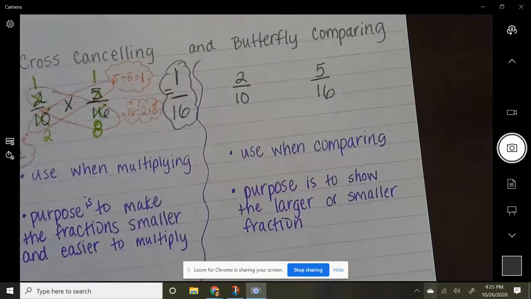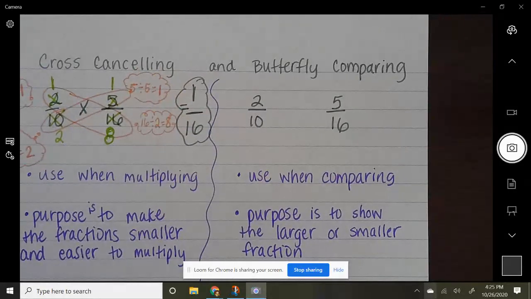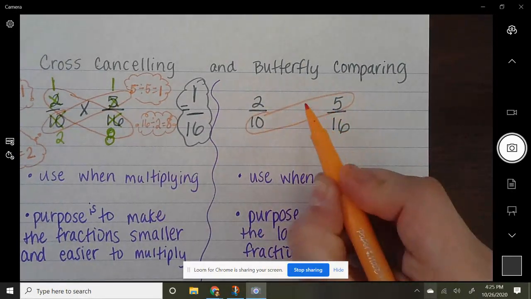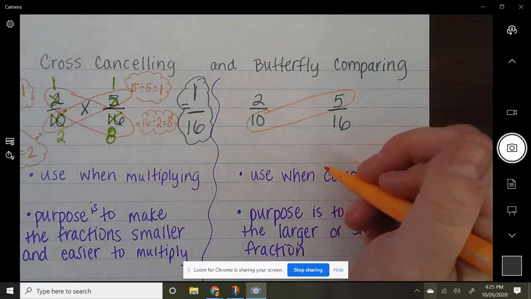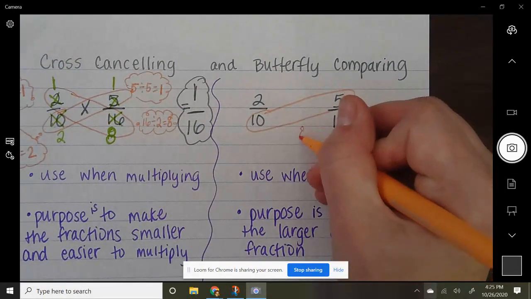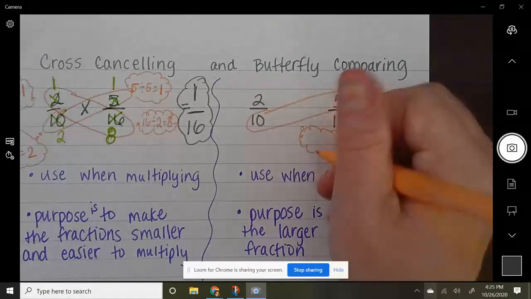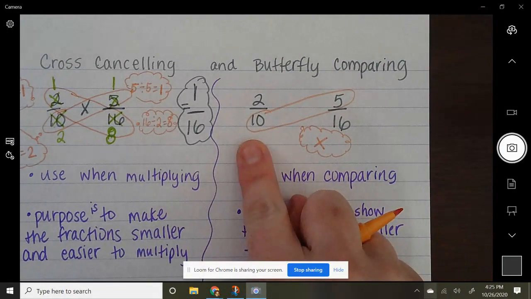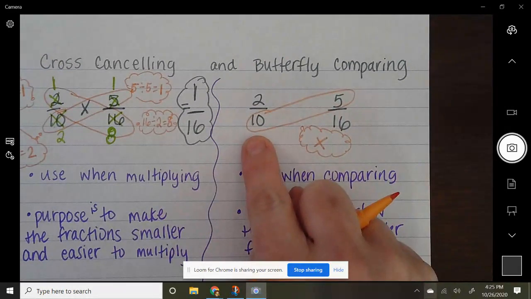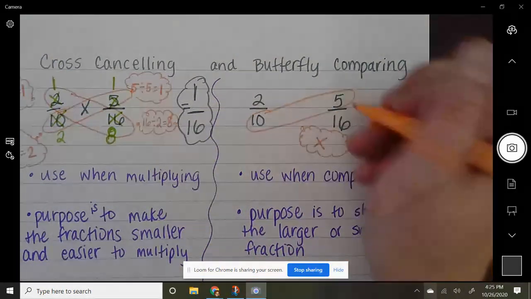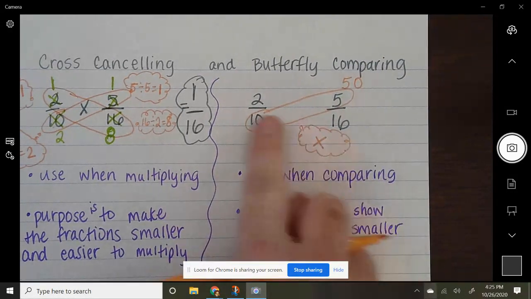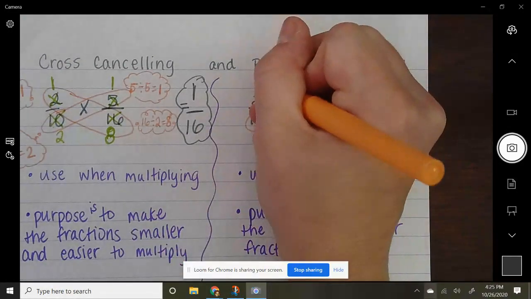All right, so that's cross-canceling. Then we have butterfly comparing. And yes, we are still going across. And we are still thinking about multiplying, but we're really not multiplying like we were before. So right now, I'm thinking about times. So you go from bottom to top. 10 times 5 is 50. Bottom to top. 16 times 2 is 32.